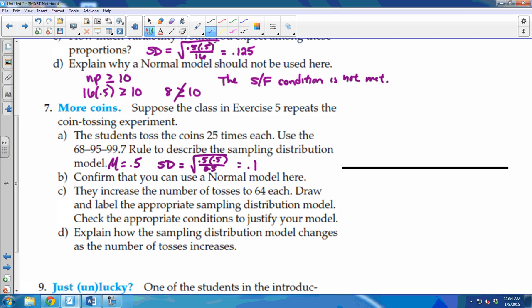So I'm going to try really hard to make a bell curve. That could have been better, but it's okay. My mean is 0.5, the standard deviation is 0.1, so I've got 0.6, 0.7, 0.8, 0.4, 0.3. I apologize, it's not even. We need to label it.